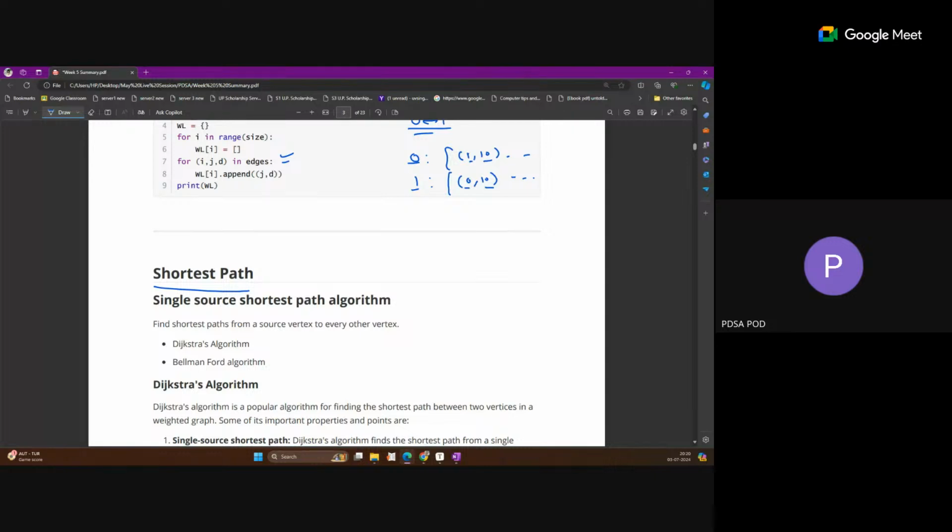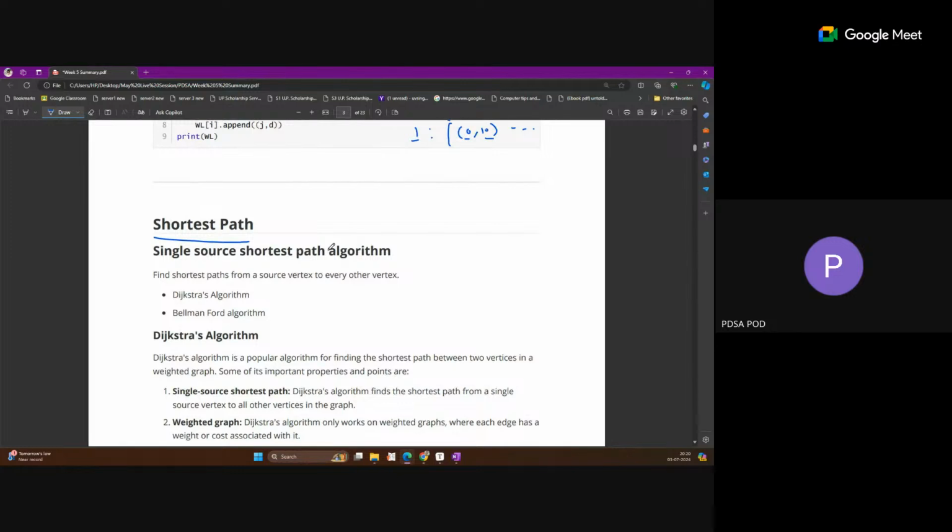Because there are multiple paths from one source to another destination. So among all these paths, which one is the shortest? Okay, so this is the problem. Now to solve this problem, we have these algorithms.